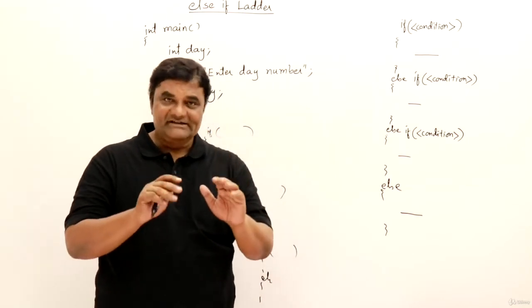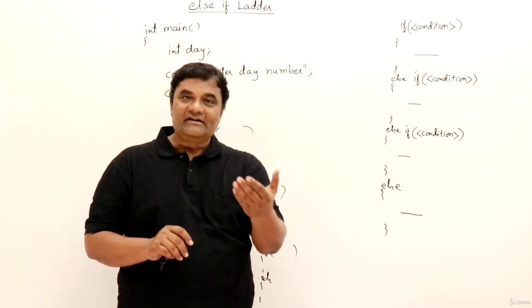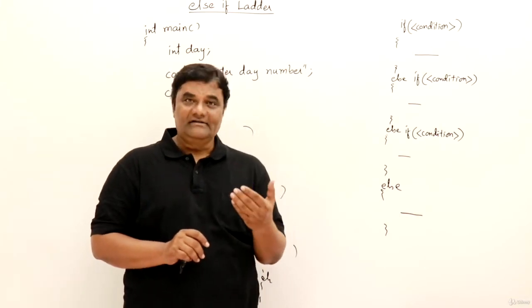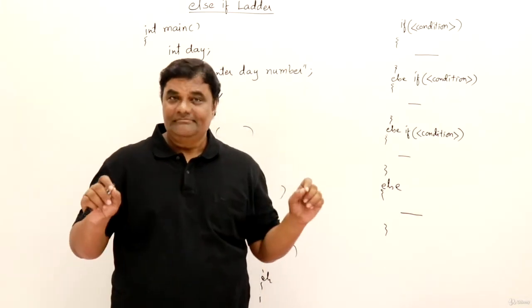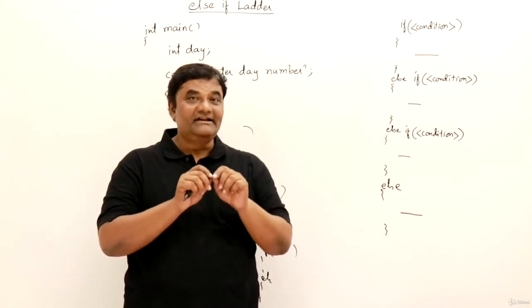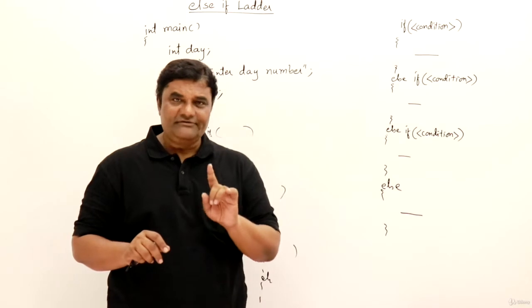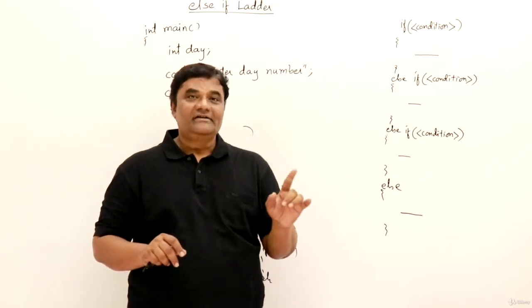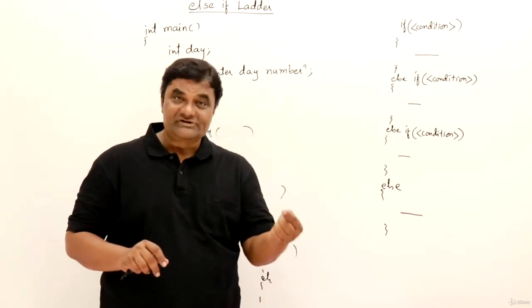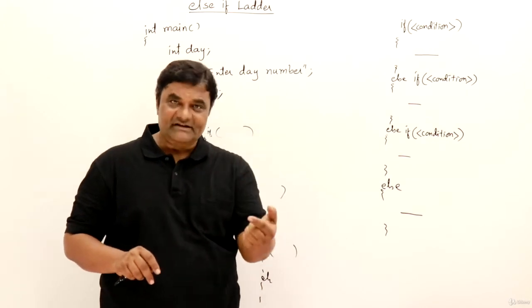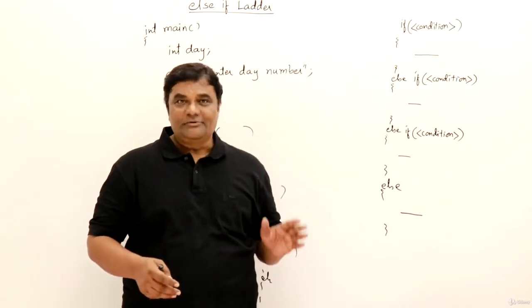So what is the program? I'll explain to you. The problem is we will take a day number and display the day name. That means if day number is 1, then we will say the first day of a week is Sunday. If it is 2, we will say Tuesday. If it is 3, we will say Wednesday. Like that, I will write in the program code.